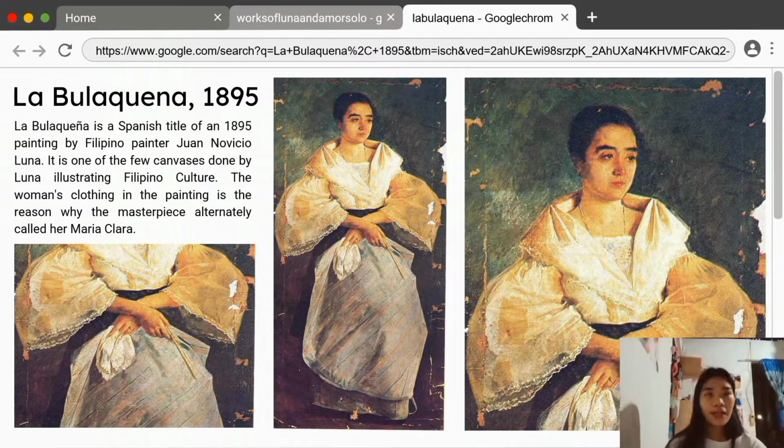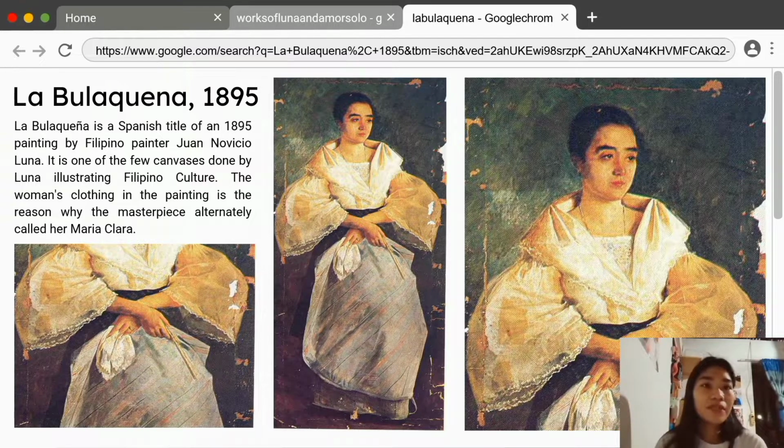La Bulaqueña, literally the woman from Bulacan or Bulacan woman, also sometimes referred to as Una Bulaqueña, is a Spanish title of an 1895 painting by Filipino painter and revolutionary activist Juan Luna. The woman in the portrait could be one of the women courted by Luna after he lost his wife. Luna killed his wife out of jealousy.